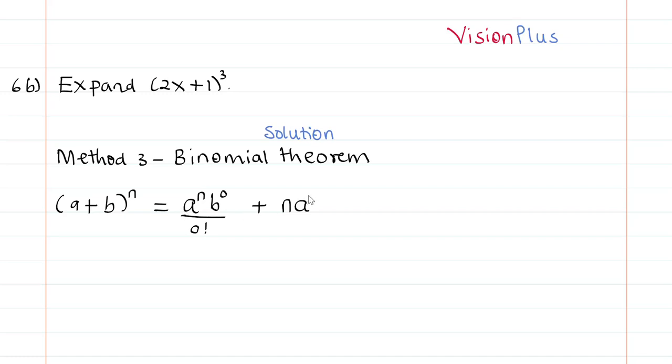We have dropped the power of a. Now the new power of a becomes n minus 1. And then we write b. The new power of b is 0 plus 1, which is 1. I may not show it. 0 plus 1 is 1. And then we divide the second term by 1 factorial.